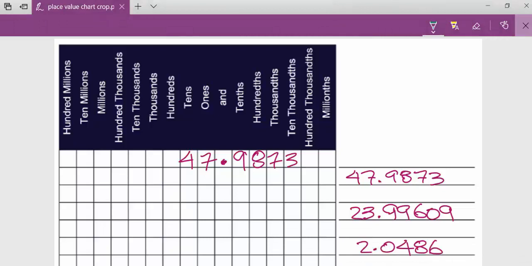Well, in order to round to the nearest hundredth, I have to look at the digit that's in the thousandths place value. And that digit's a 7, which is more than 5, which means I'm going to round the digit in the hundredths place value up to a 9. And then the number that's in the tenths value stays the same. The decimal's the same. So the number 47.9873, if it's rounded to the nearest hundredth, becomes 47.99.